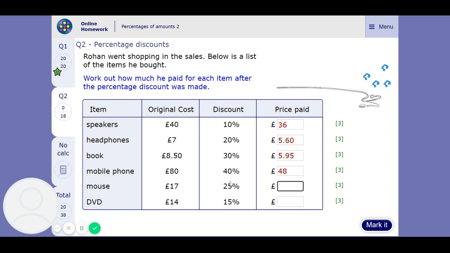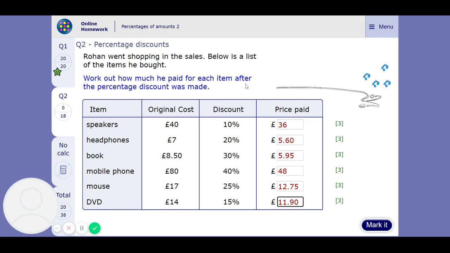25%, so that is half it and half it again. So we're going to get £8.50. So half that again is £4.25. We take it off. So take off £4.25 and you're going to be left with £12.75. £14, 15 cents, so you work out 10%, £1.40, 5% is 70p. So it's £2.10 altogether. And take that off, it's going to be £11.90.